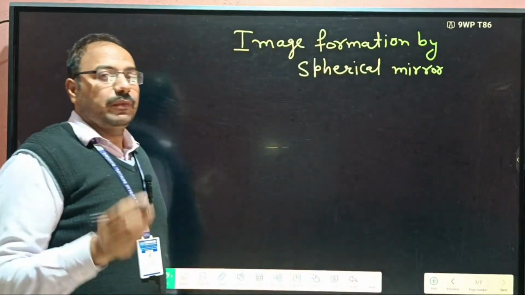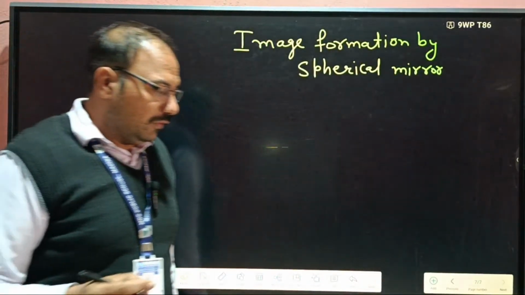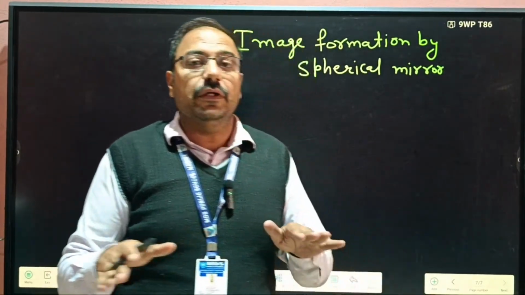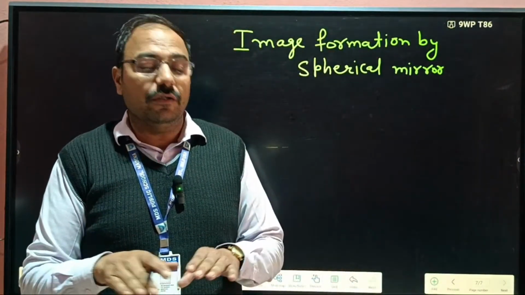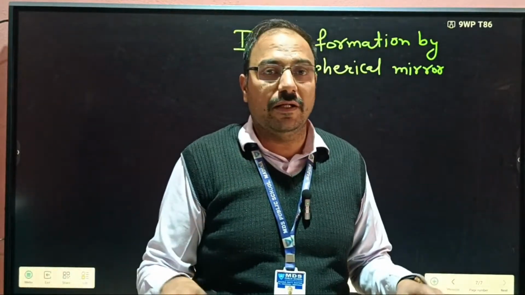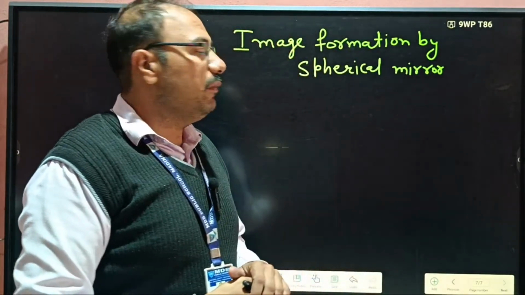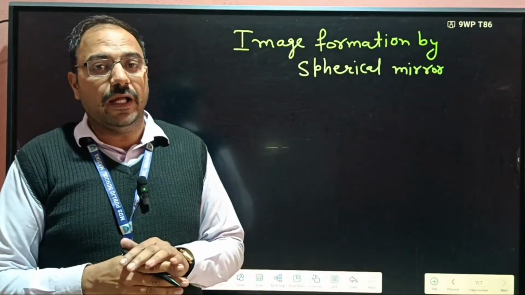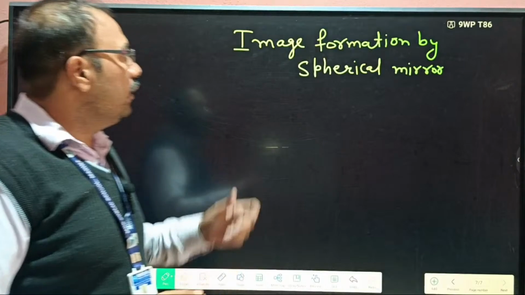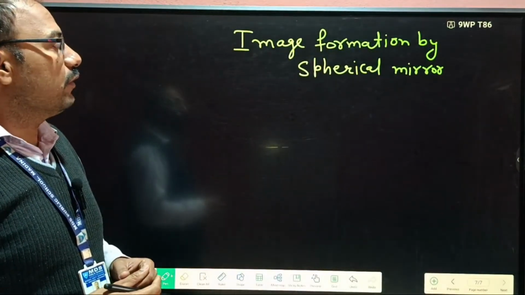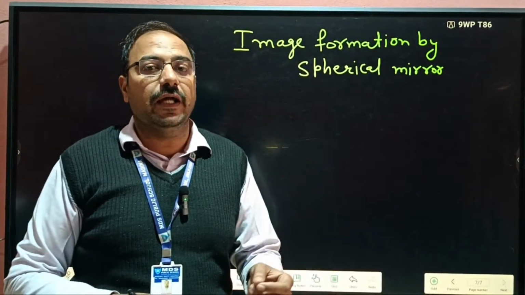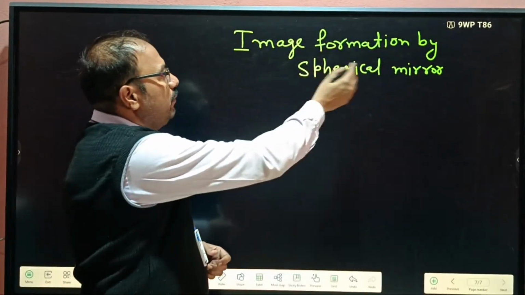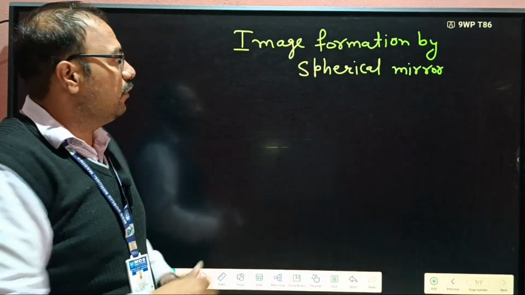In the previous lecture we read about the plane mirror. A plane mirror is plane, with no spherical shape of the glass. That is known as the plane mirror, and it forms a virtual and erect image. We also studied two types of image, virtual and real image. Here the topic name is image formation by the spherical mirror.